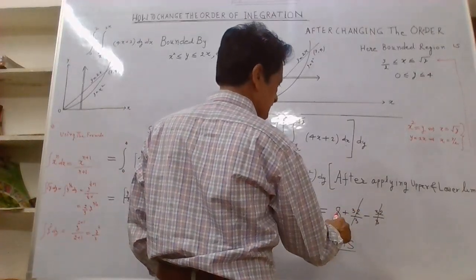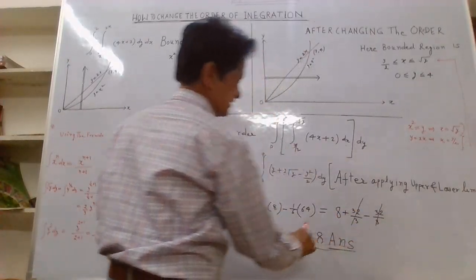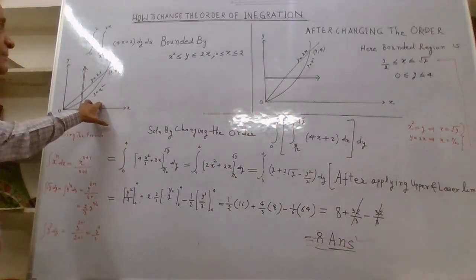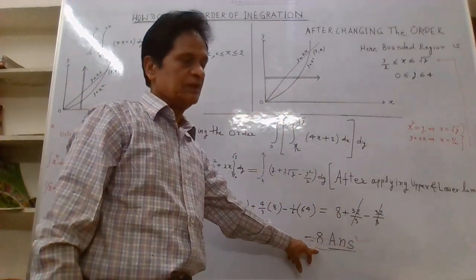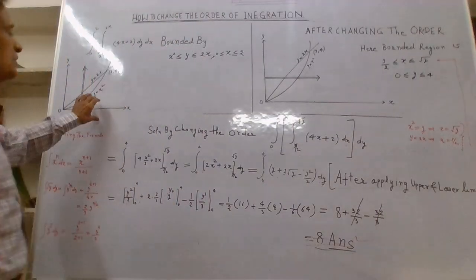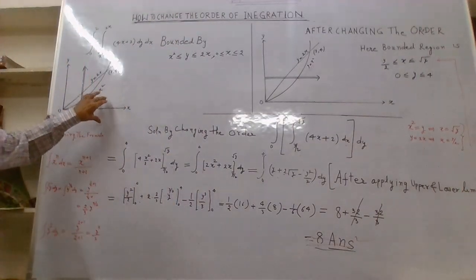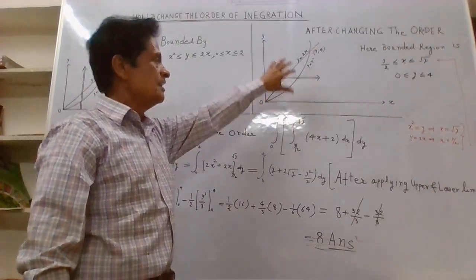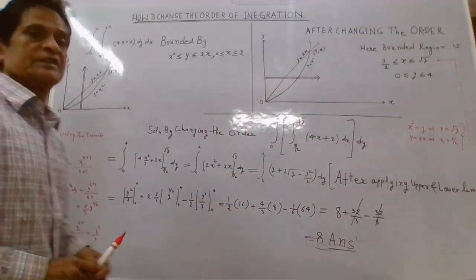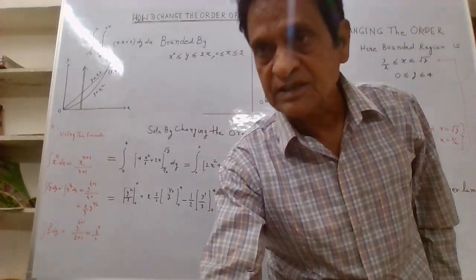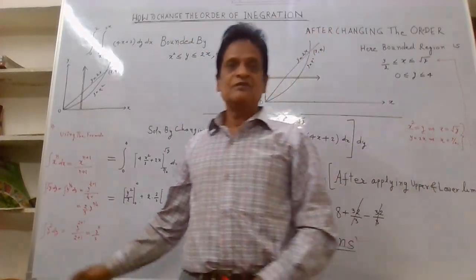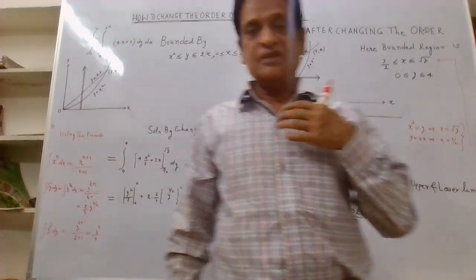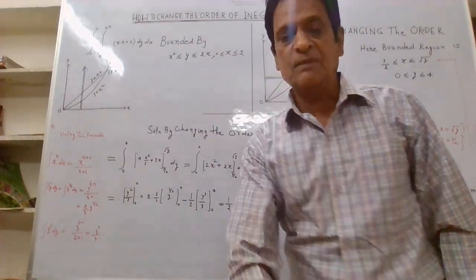So the final answer is 8. If we integrate the original integral, we will get the same answer. But sometimes it is very difficult to integrate the original integral. So this method of changing the order of integration was developed, and it is more convenient to get the answer. So this is the illustration, and this is my first video on integration by changing the order of integration of some double integrals.